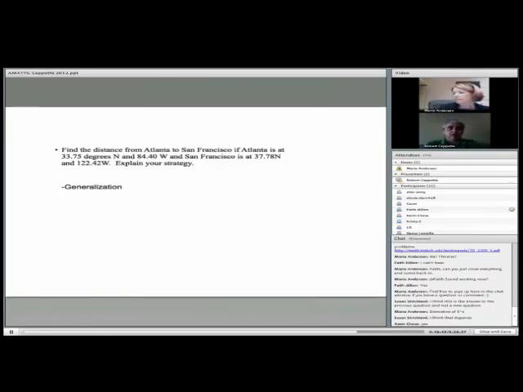Here's a question that I stole from Larson's calculus book. Using the great circle distance, find the distance between two cities. Of course, doing this is going to require spherical coordinates. Doing this is going to require you to know the radius of the Earth.